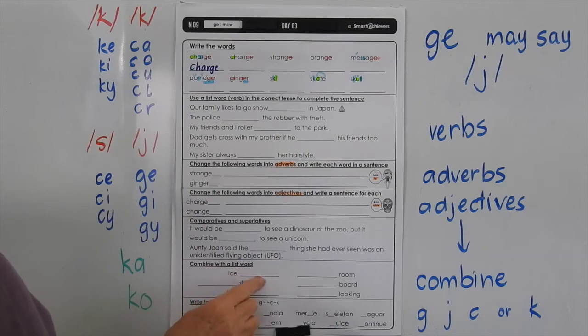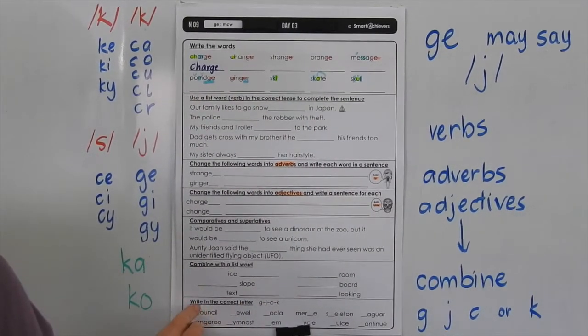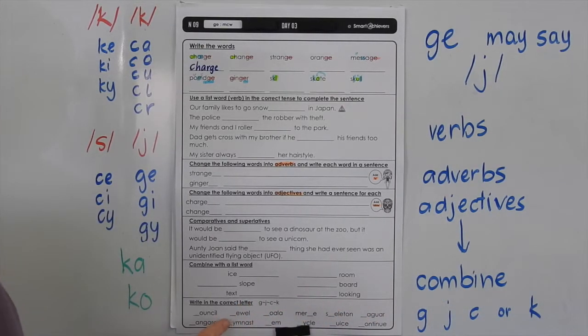Combined with the list word, these are common words that go together, so you can work them out from the words above. Now down here you've got to write in the correct letter. You're going to write in a G, a J, a C or a K. Now the tricky ones here, I'll give you warning, are kangaroo and koala, where we're actually using a K rather than a C for the kut sound, even though the letter after it is an A and an O, and that's just because, as we've discussed previously, they're not English words.